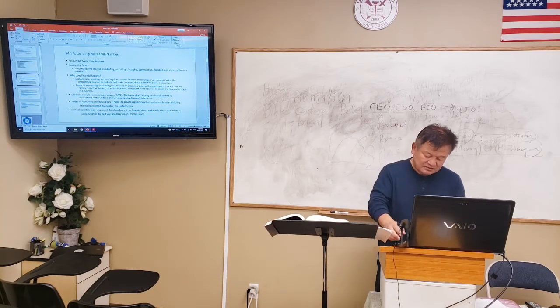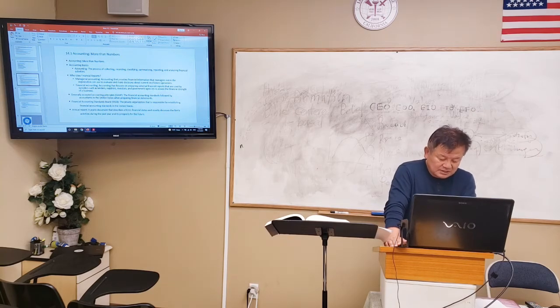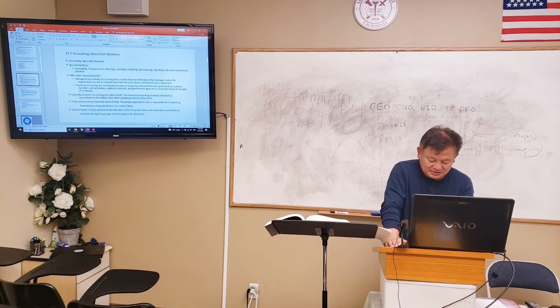So you have to know the financial report is sorted into two things. One is managerial accounting, the other is financial accounting. Managerial accounting is for inside. Financial accounting is to show others externally, such as lenders, investors, suppliers, and so on.